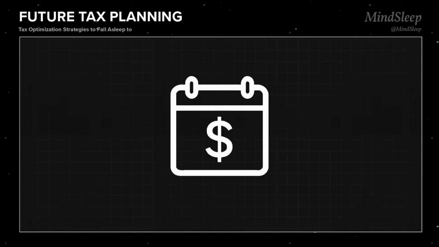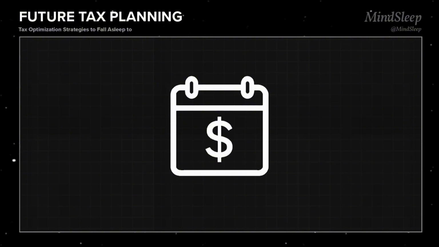But future tax planning isn't just about navigating potential challenges. It's also about seizing opportunities. As governments use tax policy to incentivize certain behaviors or investments, forward-thinking individuals and businesses can position themselves to benefit. This might involve investing in emerging technologies that are likely to receive favorable tax treatment, or structuring business operations to align with anticipated economic incentives.